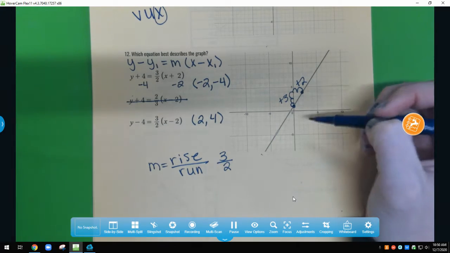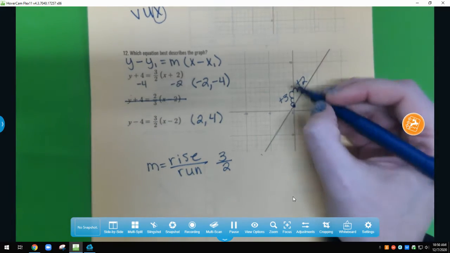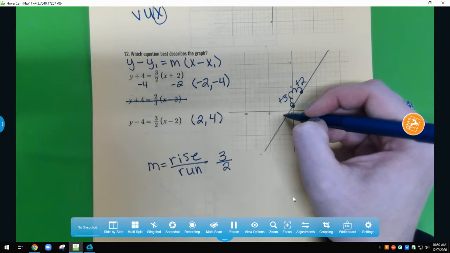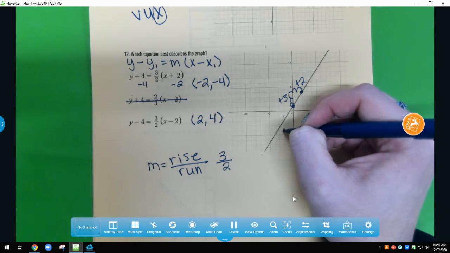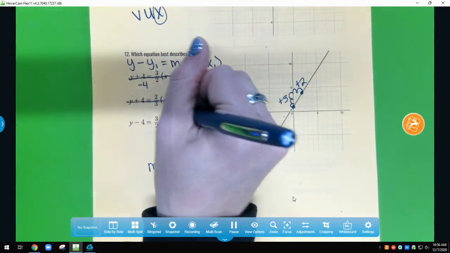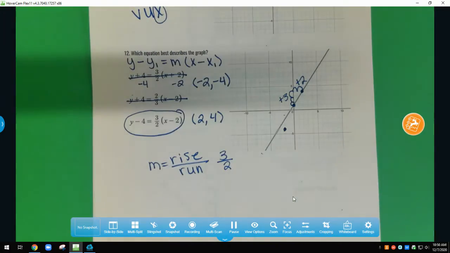Okay, so I need to see which of those points is on the line. So if I go to negative 2, negative 4, 1, 2, 3. That point's not on the line, so I know it's not that one. So it has to be this second one, or the last one.